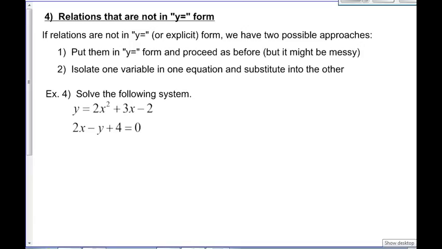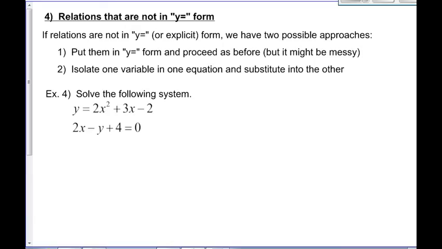When relations are not in y equals form, things get marginally more involved, but they're really not a whole lot more difficult. We're going to use the same approach of substitution. There are two ways that you can get to that approach. You can either put your equations in y equals form and do exactly what we did before, but it might get messy. You might end up with fractions or something. The other approach would be just to isolate one variable in one equation and substitute it into the other, just like you did last year with your substitution approach.